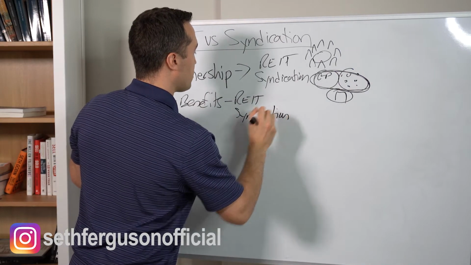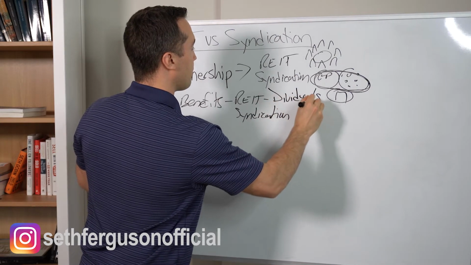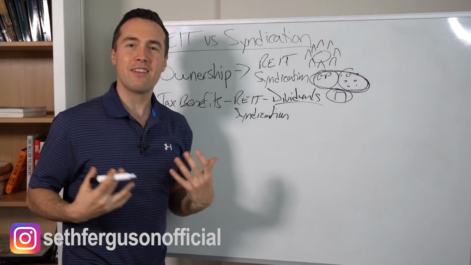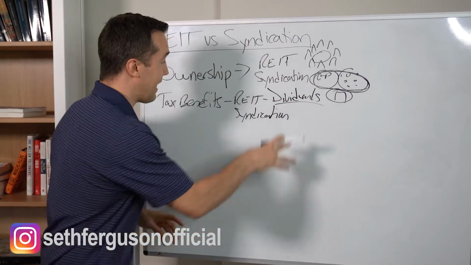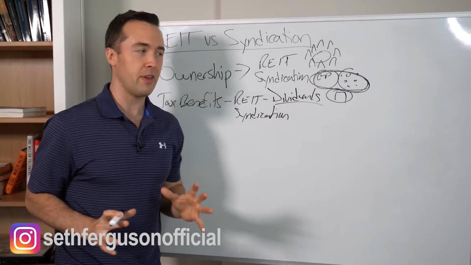So with the REIT, with your stocks, you're going to be getting dividends. Now here's a couple things to keep in mind. The REIT, because it owns real estate, can take advantage of depreciation, just like we can in a syndication, and depreciation is a wonderful thing.